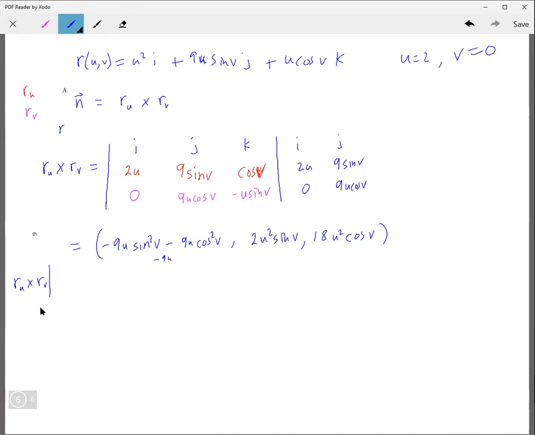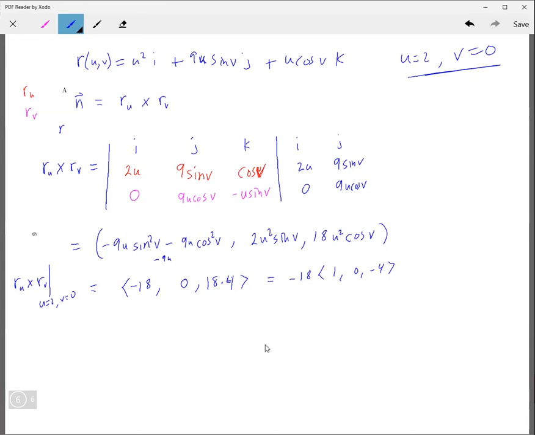Now, we're going to set U equal to 2 and V equal to 0, because of this condition right here. So if U is 2, then we're going to have negative 18. And if V is 0, then that's going to be 0. And that's going to be 1, so that's going to be 2. 18 times 4, basically. So you can factor a negative 18 out, and you have 1, 0, negative 4.